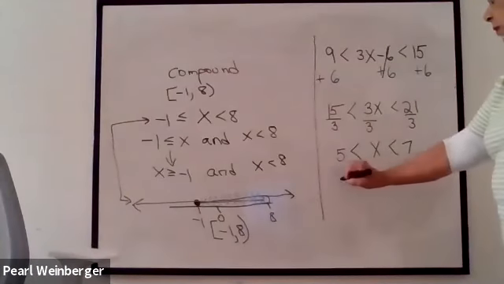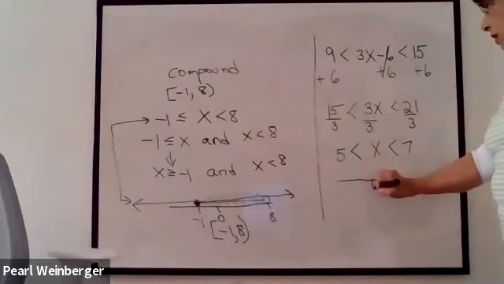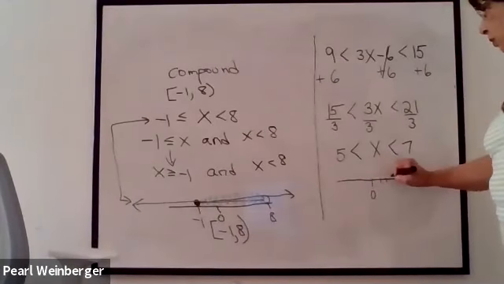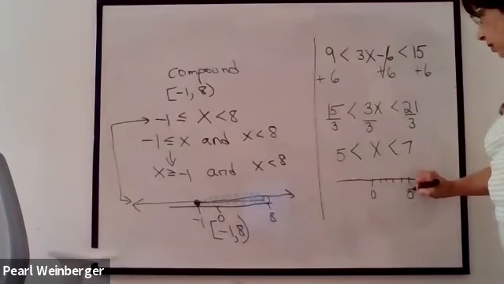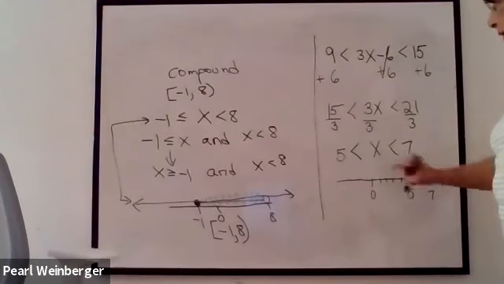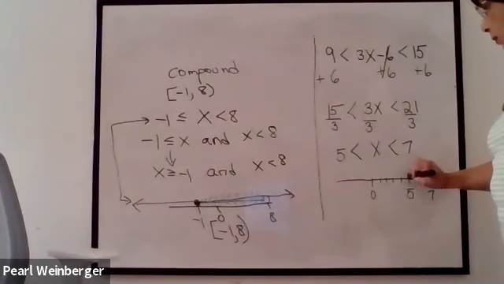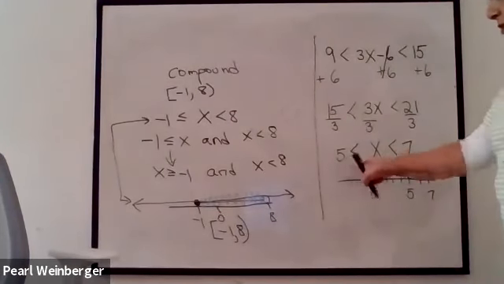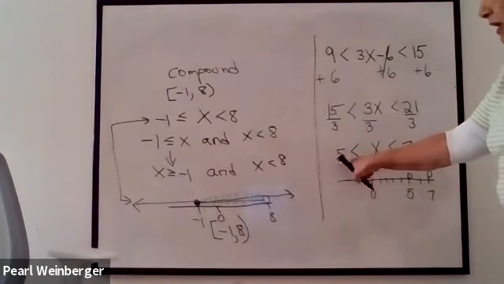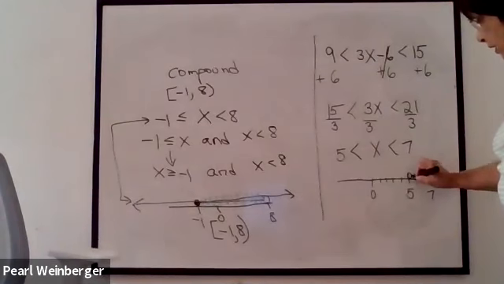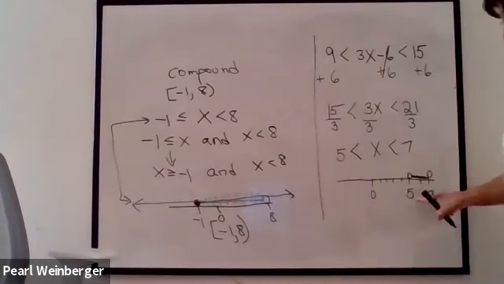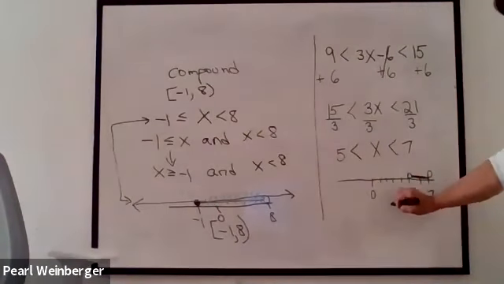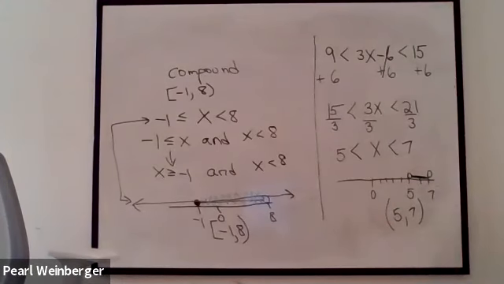as an inequality. On the number line, it looks like this. Here's my 0. 1, 2, 3, 4, 5 is here. 6, 7 is here. These are both less than, so I make open circles at both of them. And remember, this is equivalent to saying x is between 5 and 7. I just fill in the interval on the number line that's between these two numbers, which means in interval notation, it's (5, 7) with parentheses because these are open circles.